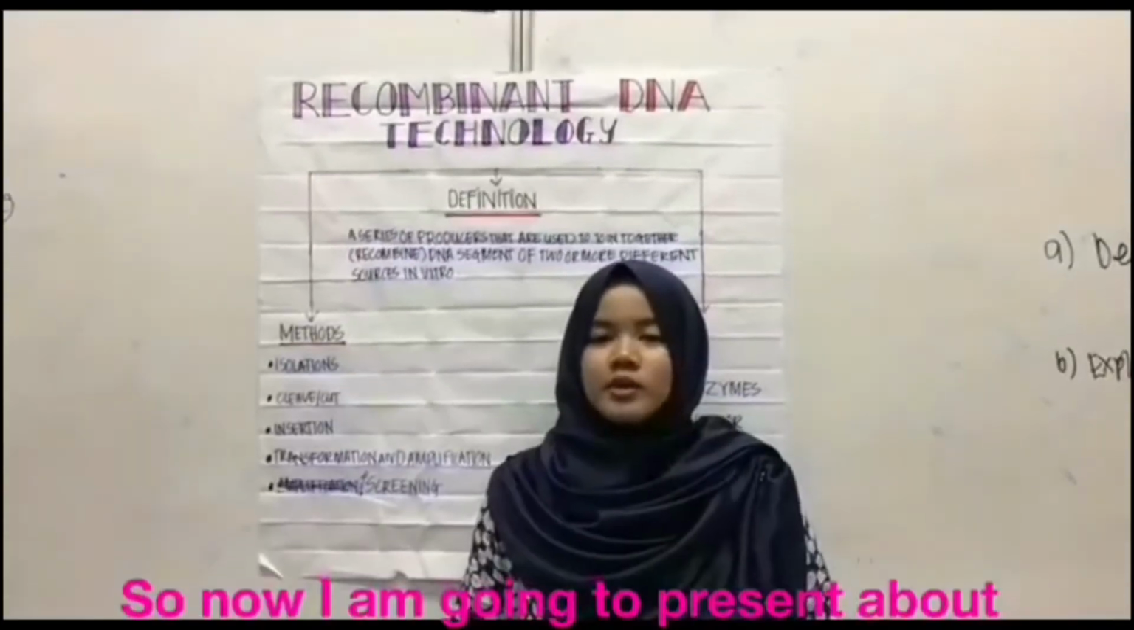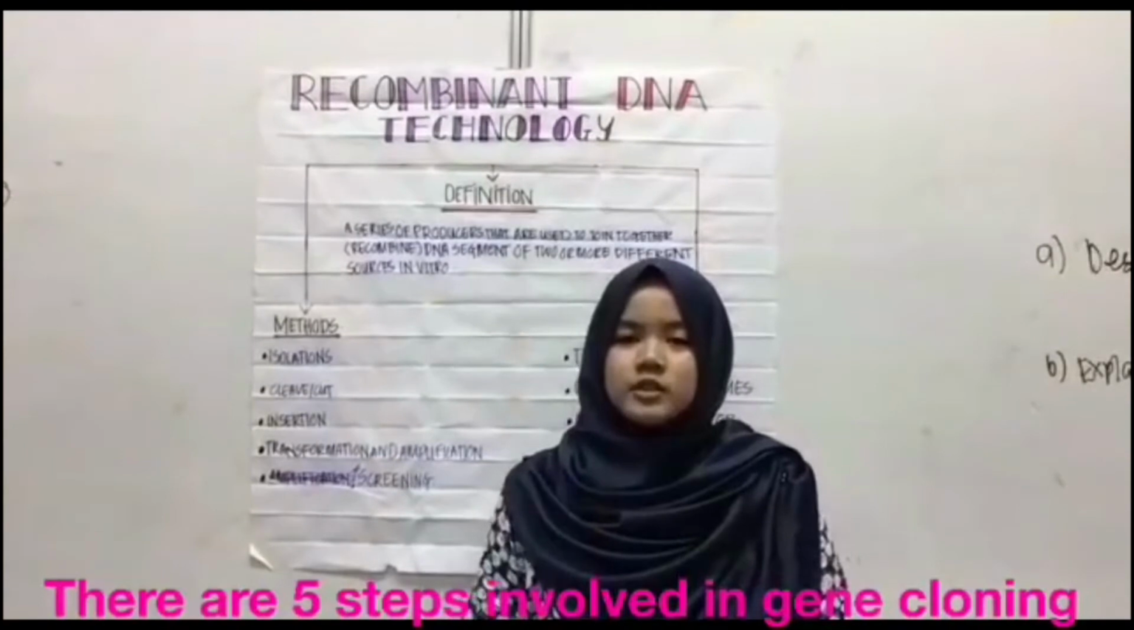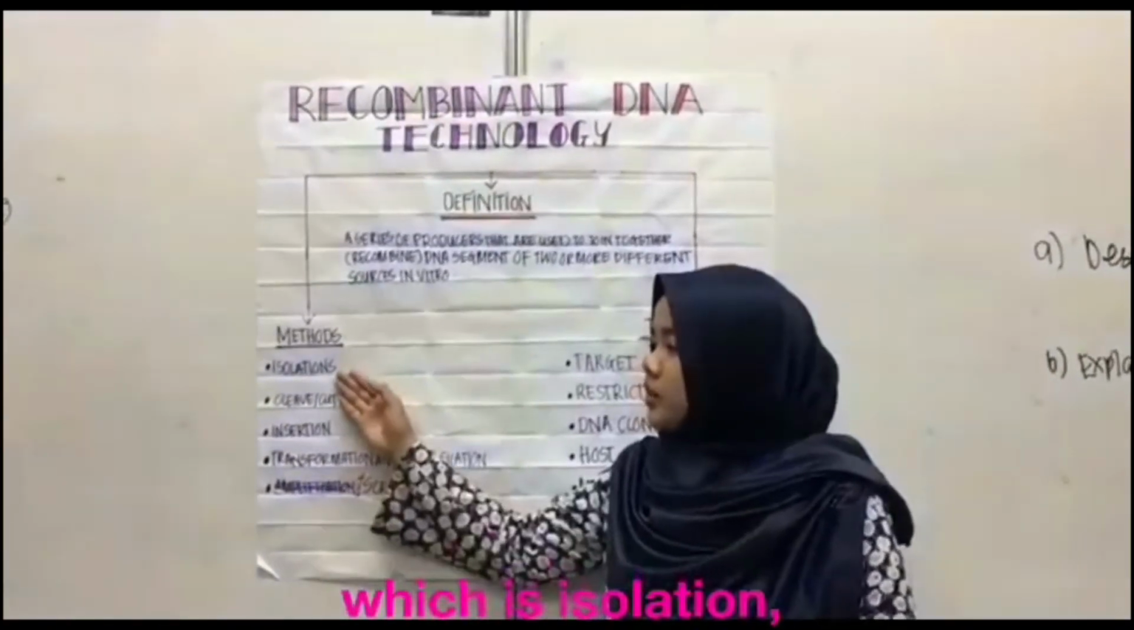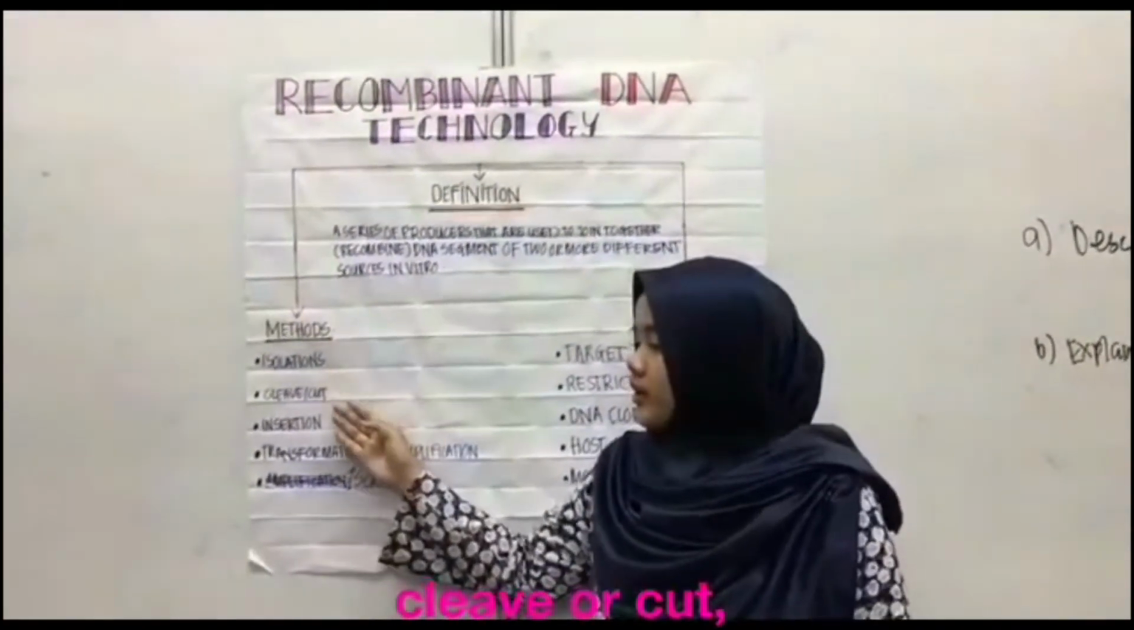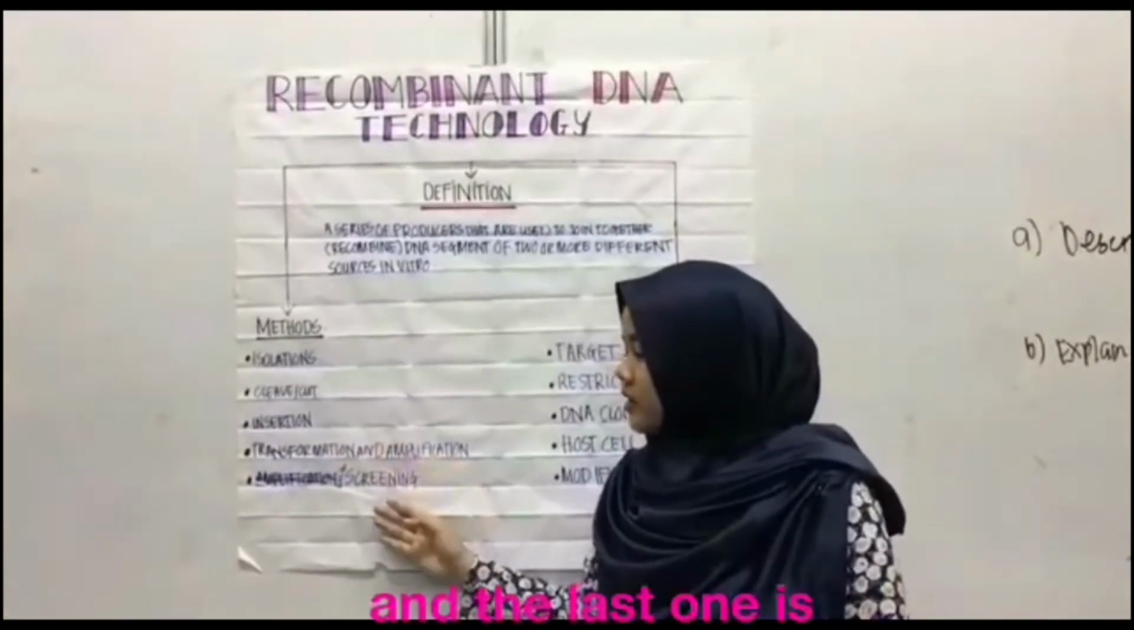So now, I am going to present about the method in gene cloning. There are 6 steps involved in gene cloning, which are isolation, cut, insertion, transformation and amplification, and the last one is screening.